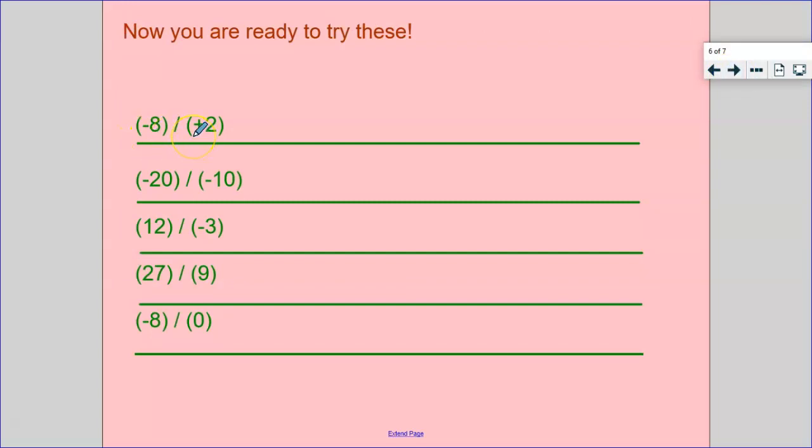Negative 8 divided by negative 2, the signs are different, so it's a negative. Just do the math, 8 divided by 2 is 4. 2 signs the same, my answer is positive, 20 divided by 10 is 2. Signs are different, I know my answer is a negative, do the math. Signs are the same, remember if there's no sign it's considered a positive. 27 divided by 9 is positive 3, or you can write it like this.